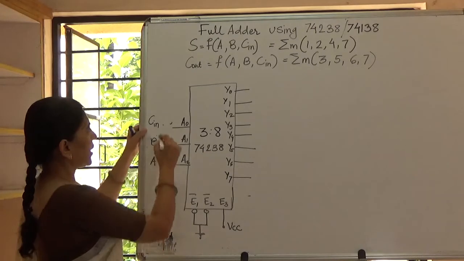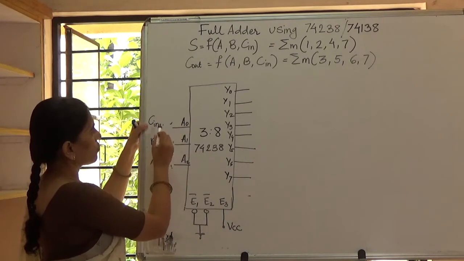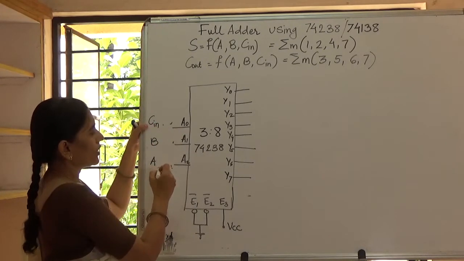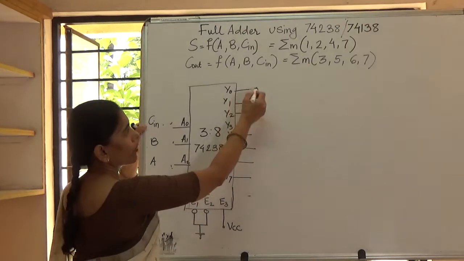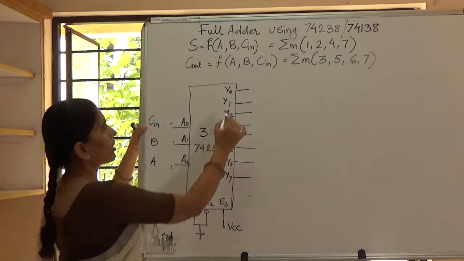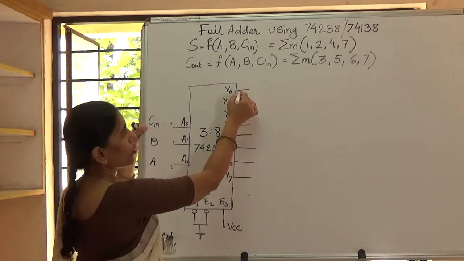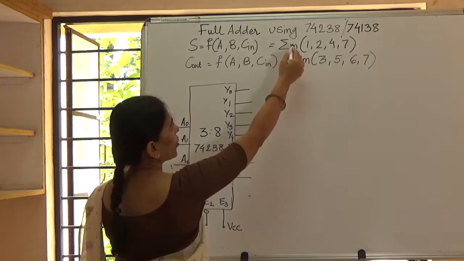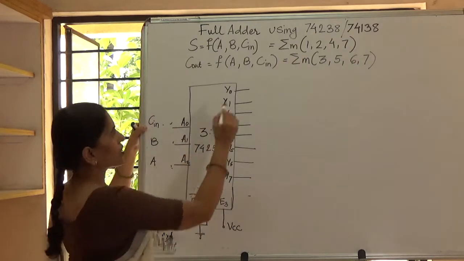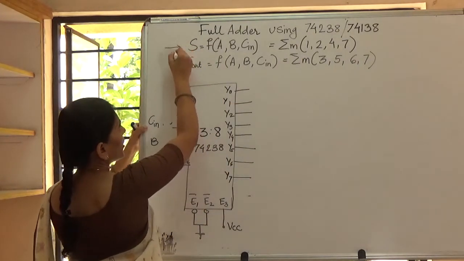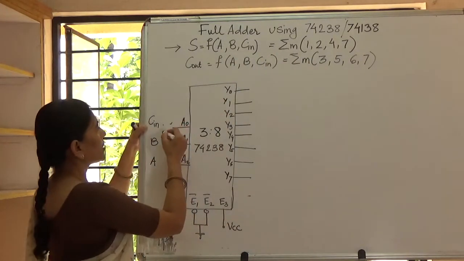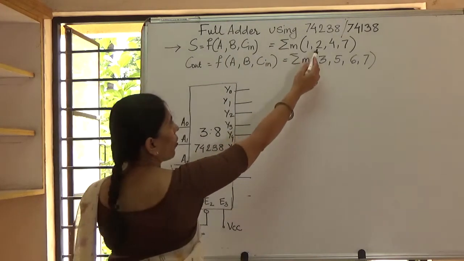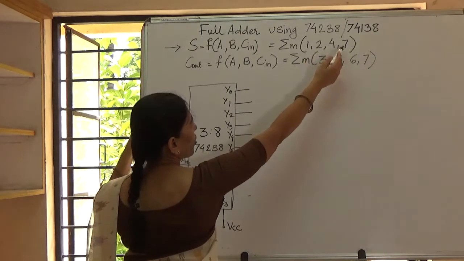Now let's assume that the input combination is 0, 0, 0. That means the sum is 0, carry is 0. So Y0 will become 1. But the 0 min term is not included in any of these. So let us look at the sum output. The sum should be 1 whenever the input bits are 1 or 2 or 4 or 7.